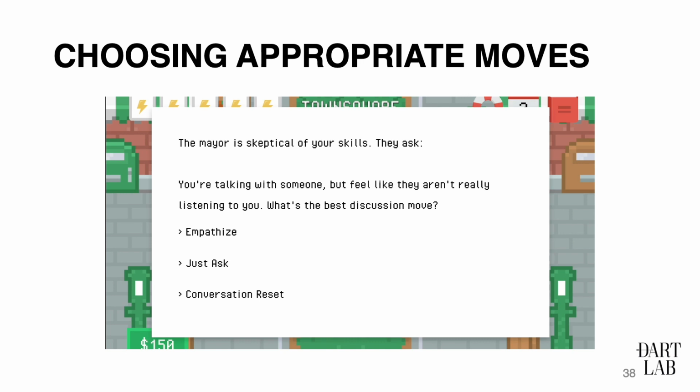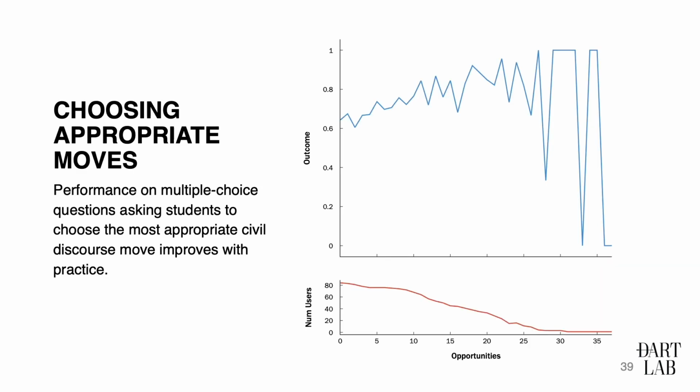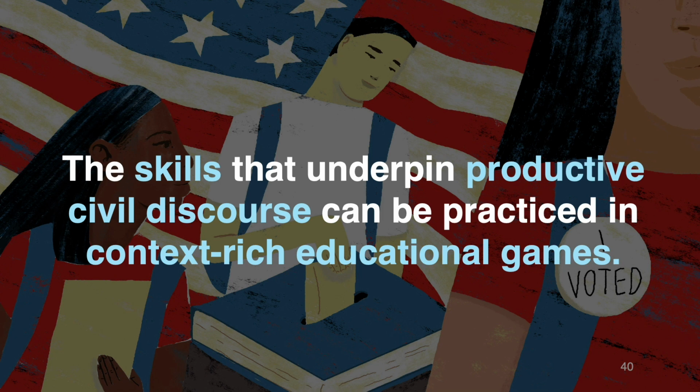The last key skill we focused on is students' ability to choose the most appropriate discourse move for a given scenario. Here's a screenshot of the assessment task for this skill, which is essentially just a multiple choice question. And here's what we found. Again, student performance on this task increased steadily over time. Students were better able to identify the most appropriate discourse move with practice. So the takeaway here is that the skills that underpin productive civil discourse can be practiced in context-rich educational games.